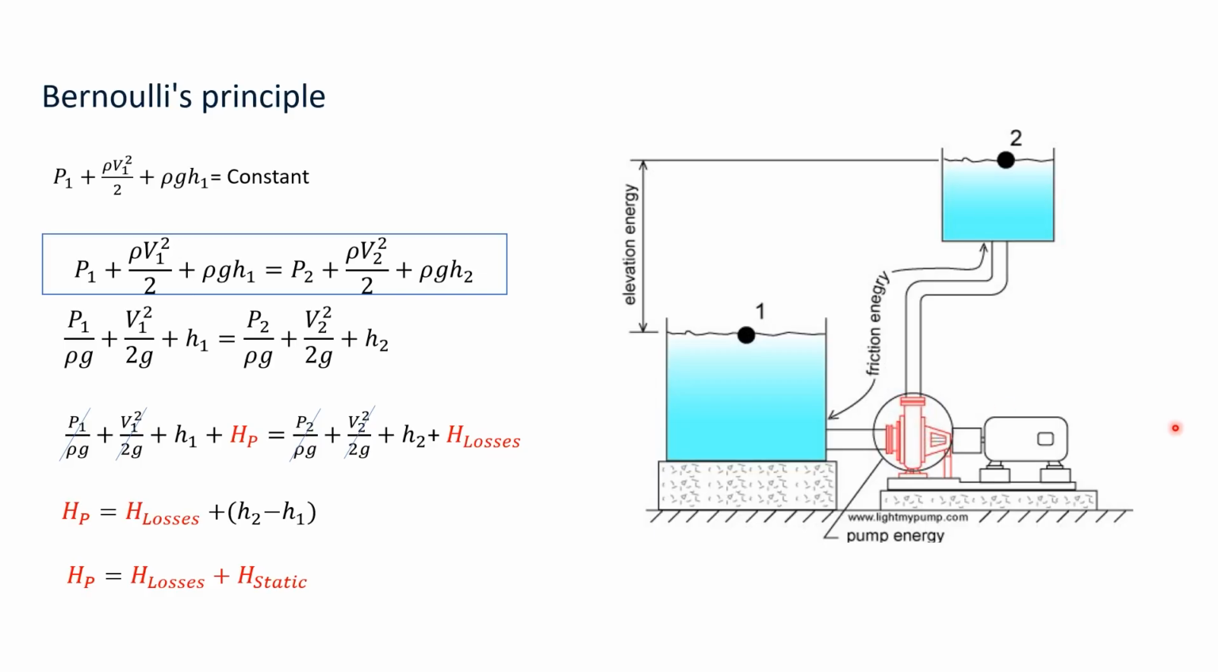So how do we find the static head? We need to find the reference point first. Our reference point here is the pump center line. So H1 is the liquid level in tank 1 with reference to the pump center line, and H2 is the liquid level in tank 2 with reference to the pump center line. So the difference between the two will be the static head.